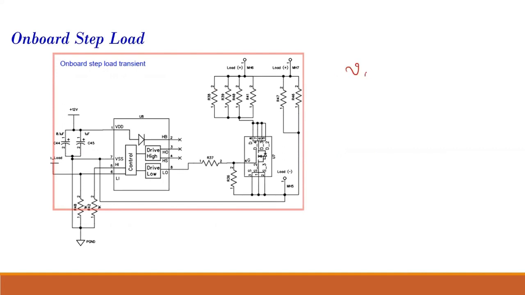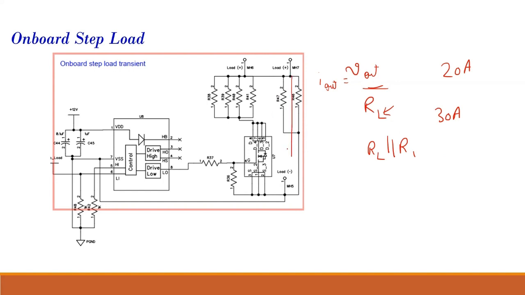So this is my output voltage. My output current is given by output voltage divided by the load. Suppose my load current was 20 ampere. Now I want to make it 30 ampere. So what I have to do is reduce this RL. If I have to reduce the RL, I have to connect RL in parallel with some R1. So that is what happens here.